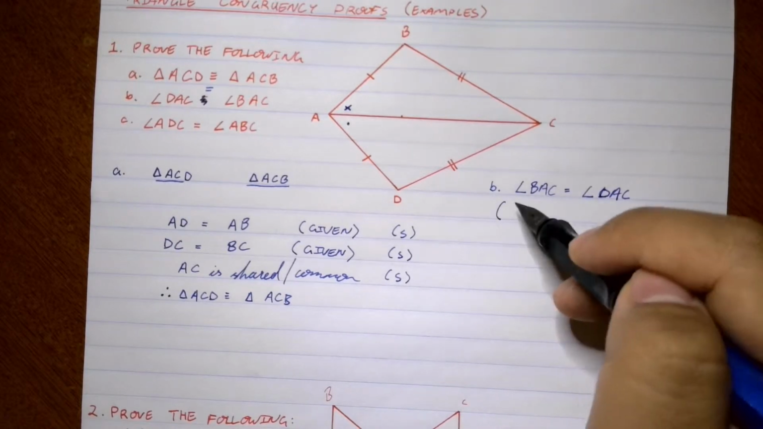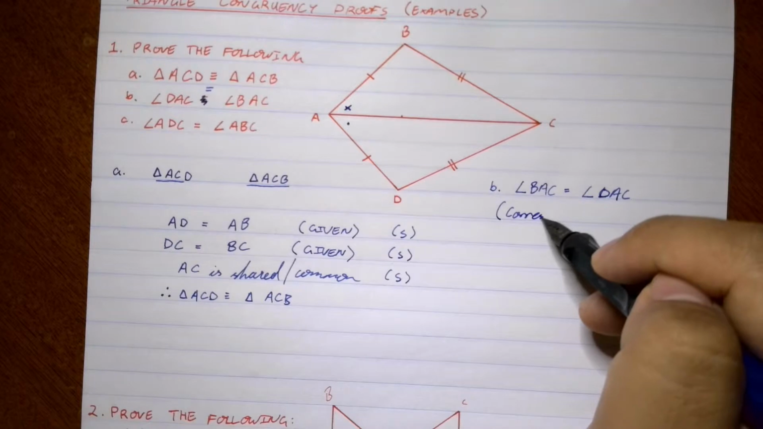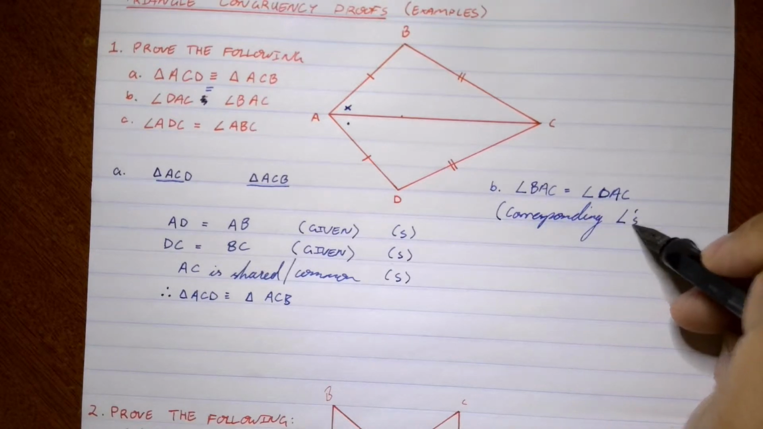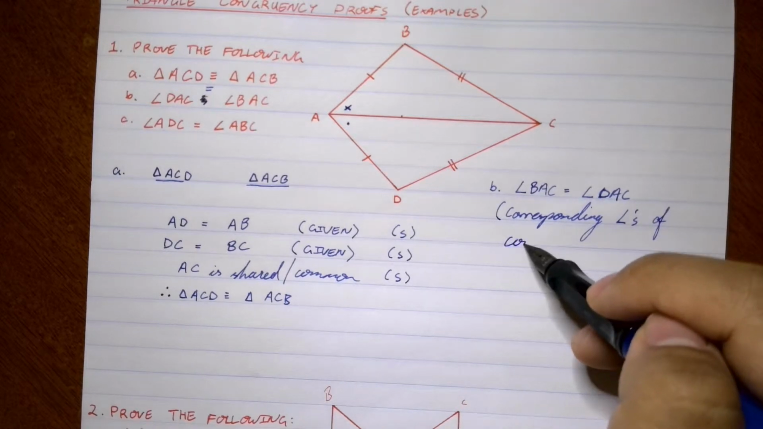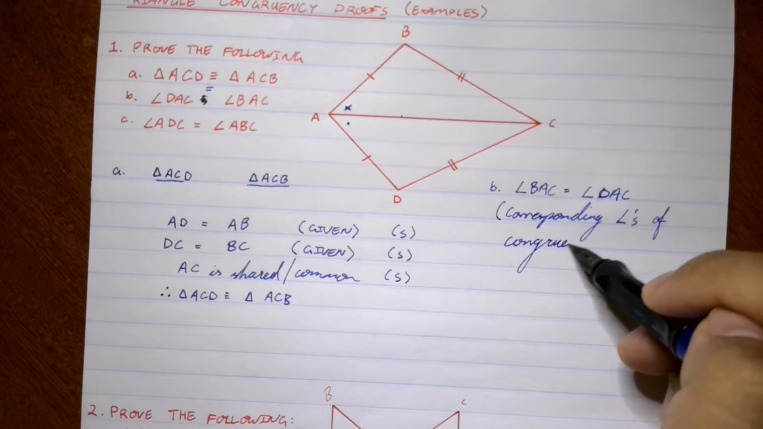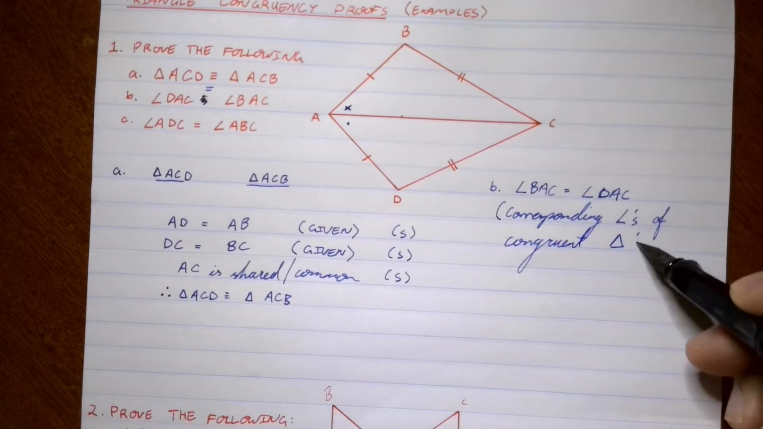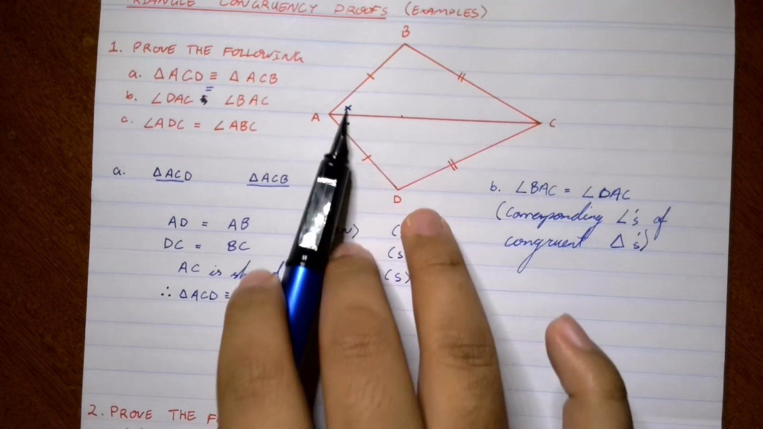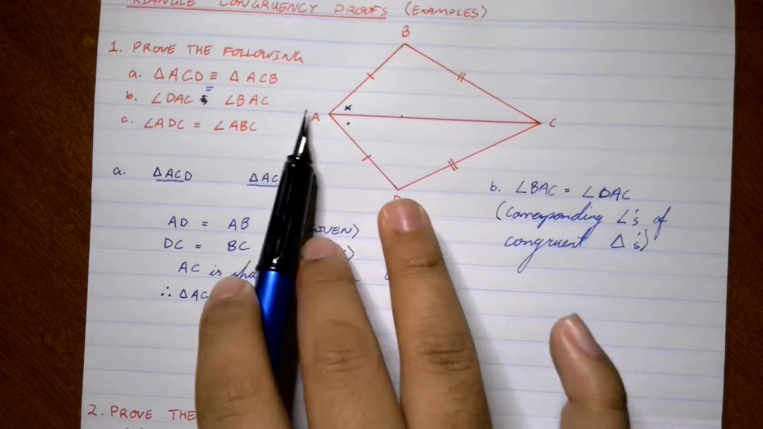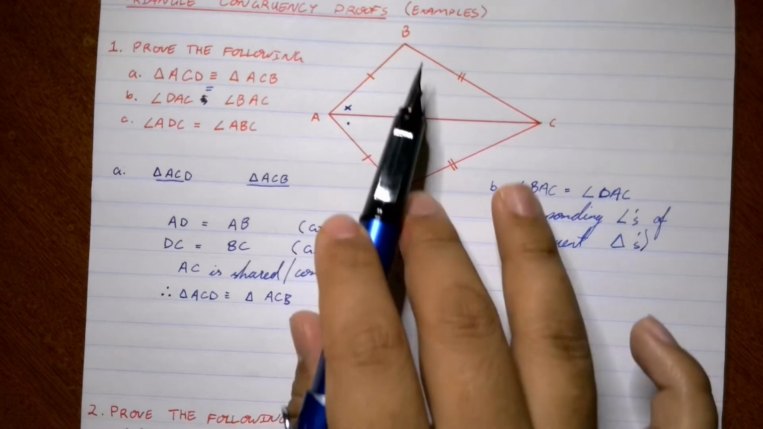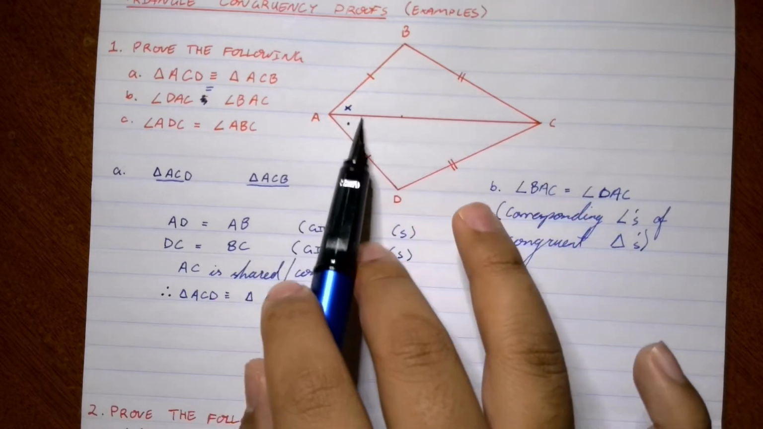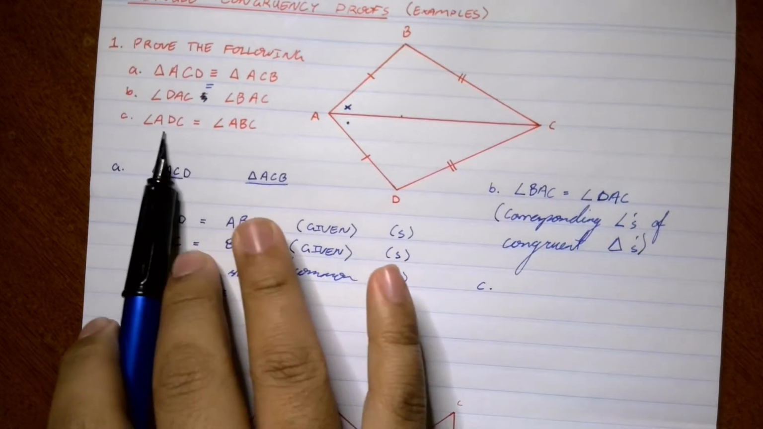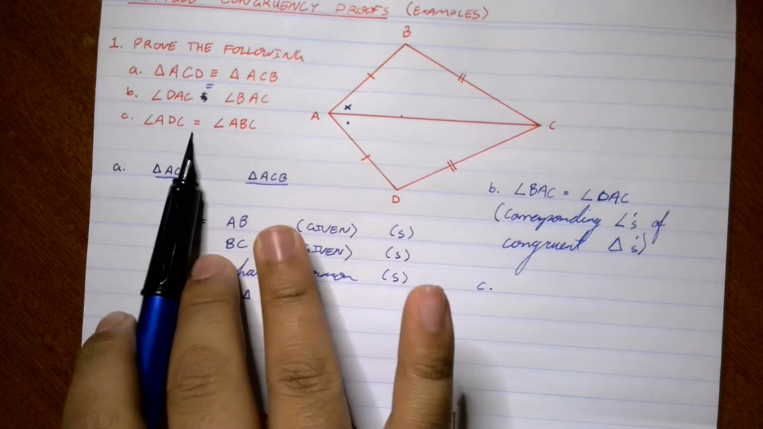And the reason for that is they are corresponding angles of congruent triangles, because these two angles are the corresponding angles of the congruent triangles. Because these two triangles are congruent, these two angles must be congruent. And as you're reading, I hope you are, we can prove this the exact same way.